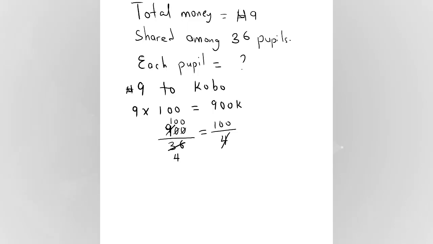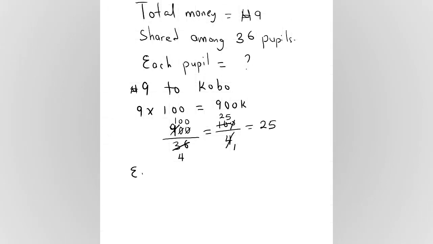4 into 10 is 2, you are left with 2, and then 4 into 20 is 5. So it is equal to 25. The final answer: each pupil will get 25 kobo. Okay.